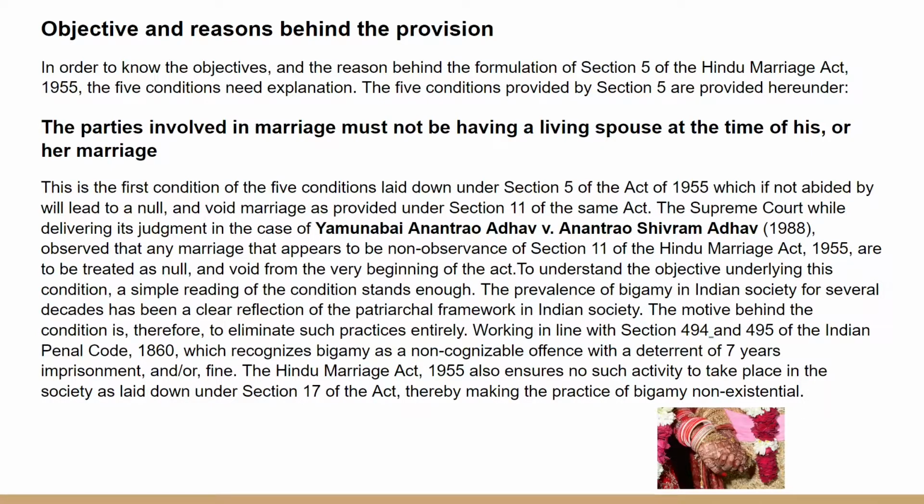The parties involved in the marriage must not have a living spouse at the time of his or her marriage. This is the first condition of the 5 conditions laid down under Section 5 of the Act of 1955, which if not abided by will lead to a null and void marriage as provided under Section 11 of the same Act.